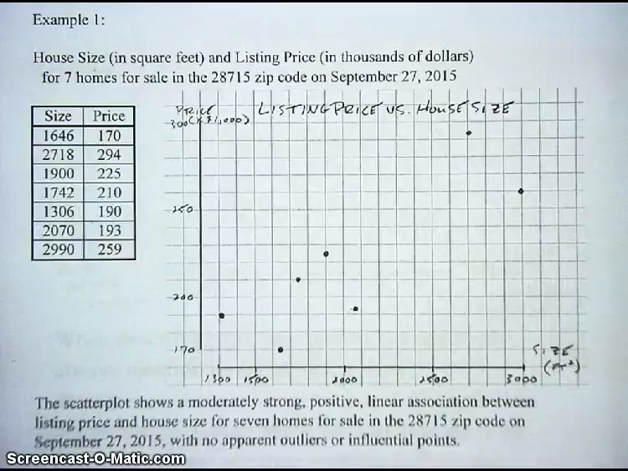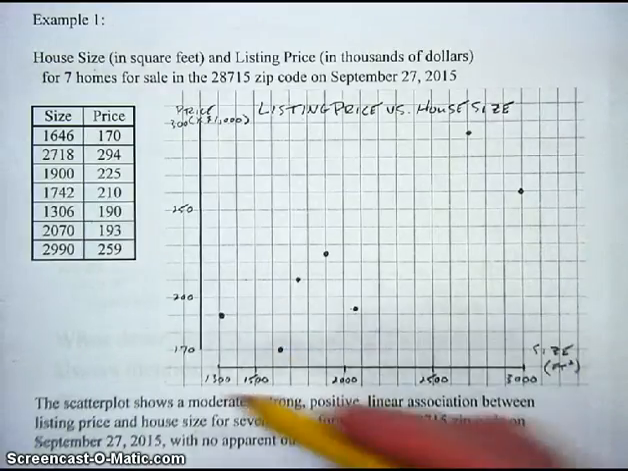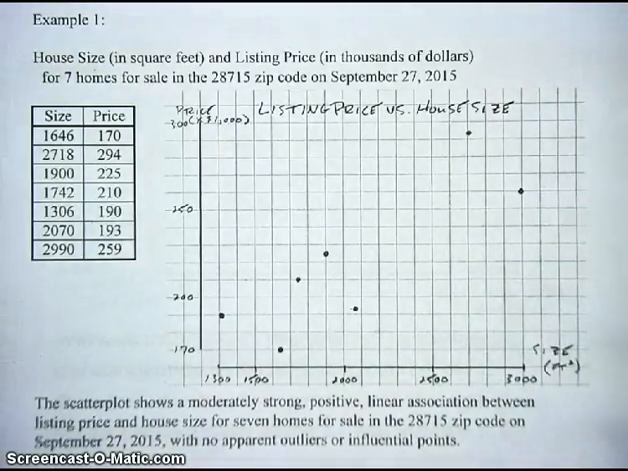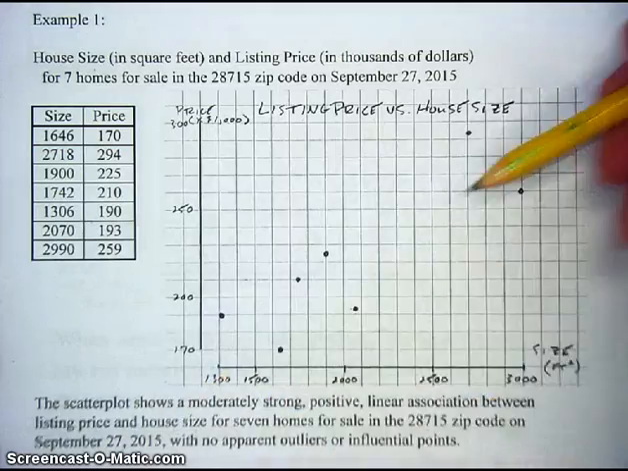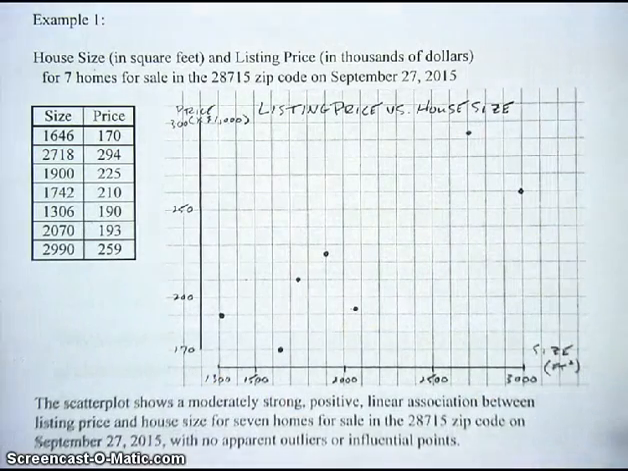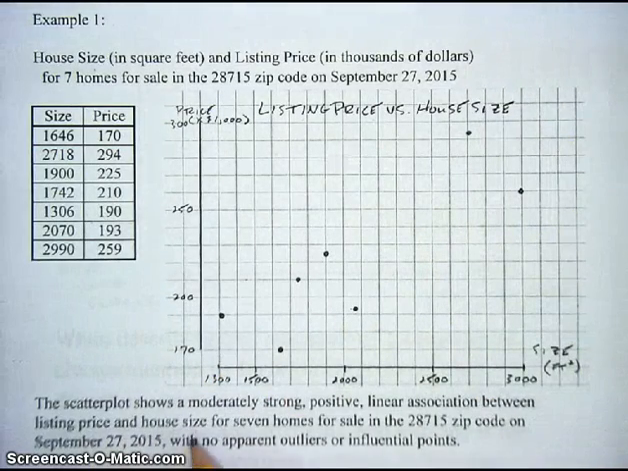The scatter plot shows a moderately strong, positive, that is rising to the right, linear association. These follow basically along a straight line. Association between listing price and house size for 7 homes for sale in the 28715 zip code on September 27, 2015, with no apparent outliers or influential points.